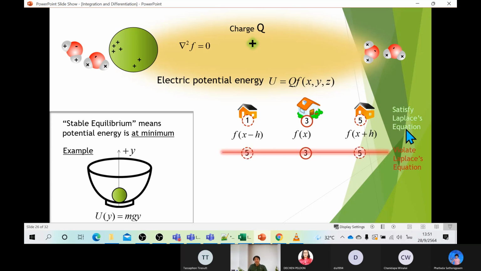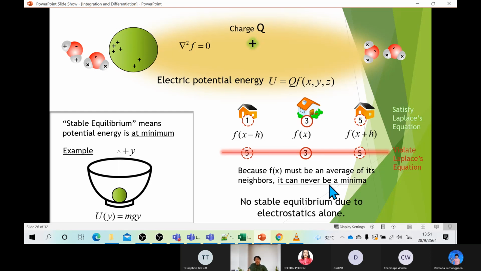Now, let's say we have a minimum. What does it mean, minimum? For example, my home has 3 volts, and my neighbors are 5 on the left and 5 on the right. So I'm having a minimum here, and that is not possible because we are violating the Laplace equation. The Laplace equation tells us that the point has to be the average of the neighborhood, and this point cannot be the average. That means you can never have a minimum in a Laplace equation system. It means there is no stable equilibrium due to this force alone. You can never have equilibrium because of the Laplace equation.